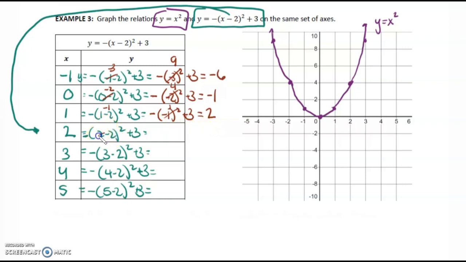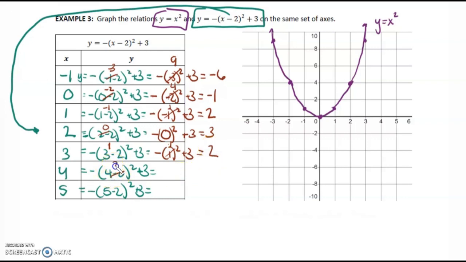So 2 minus 2 is 0. So we have negative of 0 squared. So that's just 0. That just goes away. And then plus 3 is 3. Three minus 2 is 1. We have negative of 1 squared plus 3. So 1 squared is 1. Negative 1 plus 3 is negative 2. Sorry, it's positive 2.